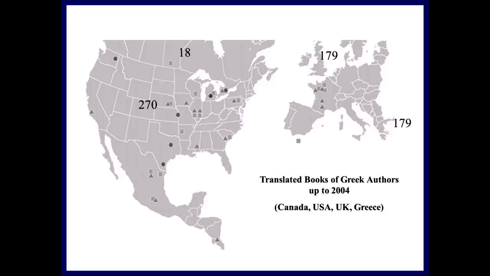And just to speak a little bit about the results, obviously there are more translated books of authors that have been published in the USA. Coincidentally, there were equal numbers in the United Kingdom and in Greece, 179 each, and, as might be expected, very few English translations in mainly French-speaking Canada.